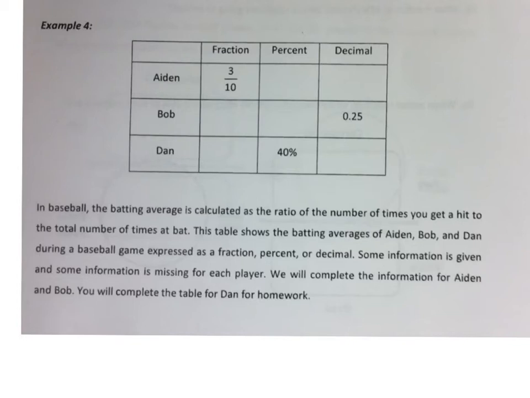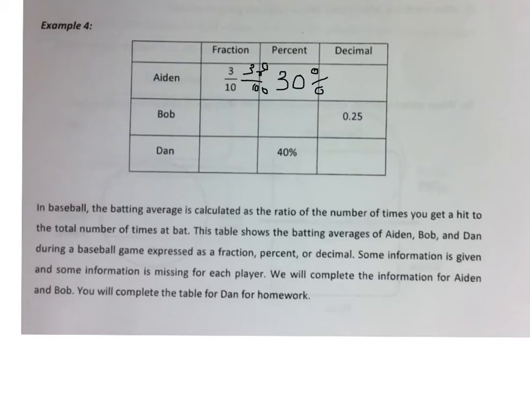So basically, let's just look at Aiden. And I'm looking at Aiden, and it's 3 out of 10. I need to change that number to a percent, which hopefully you remember just means make the bottom number 100. So you can see this is getting 10 times bigger. This has to get 10 times bigger. Oh, that's the same as 30 out of 100. Sorry about my messy writing. And so I know 30 out of 100 would be 30%.